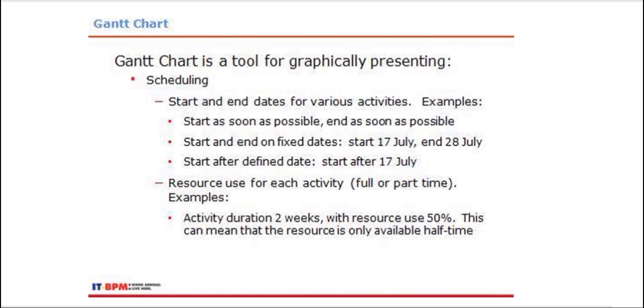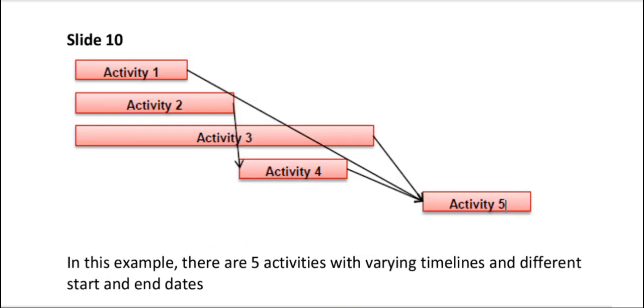It also presents the resources used for each activity, either full or part-time for a task. Example, activity duration 2 weeks with resource use 50%. This can mean that the resource is only available half-time. So let's take a look at this example.